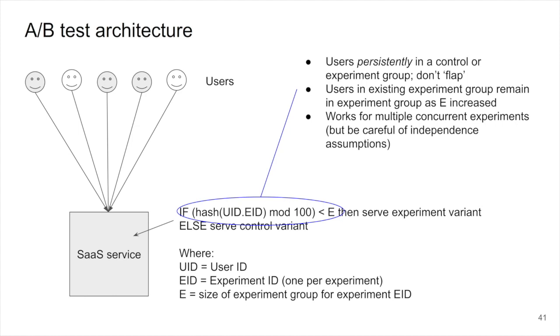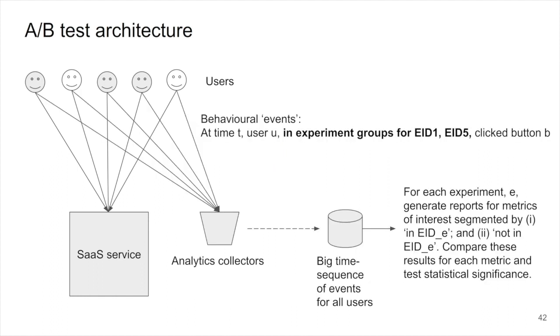So having assigned users to experiment and control groups and served experiment variants and control variants of our service, we can now extend our behavioral analytics system to augment every event log line with the set of experiment groups that a user was part of at the time that the event being recorded occurred. For example, a log line may now record that at time t, a user u, who at the time was in experiment groups for EID1 and EID5, clicked button B.